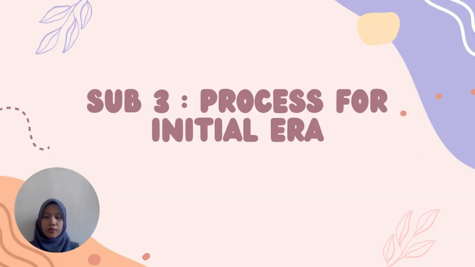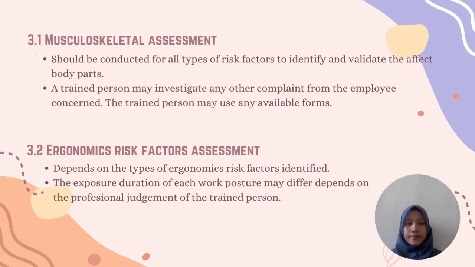Next is subtopic 3, which is the process for initial ERA. Firstly is musculoskeletal assessment. This assessment should be conducted for all types of risk factors to identify and validate the affected body parts. The trained person may investigate any other complaint from the employee concerned. The trained person may use any available forms, for example, Nordic musculoskeletal questionnaire, Dutch musculoskeletal questionnaire, and Cornell musculoskeletal questionnaire.